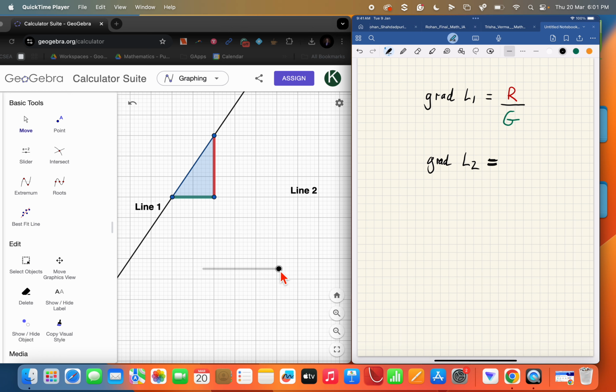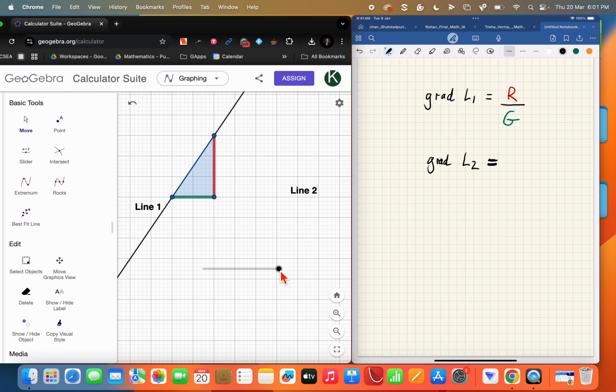Now what I'm going to do is rotate the whole of that line and the triangle by 90 degrees. I'm going to make a perpendicular line. Now, can you convince yourself that the red line has for sure rotated 90 degrees? So the red lines are 90 degrees to each other. The green line has rotated 90 degrees. So the green lines are perpendicular to each other.